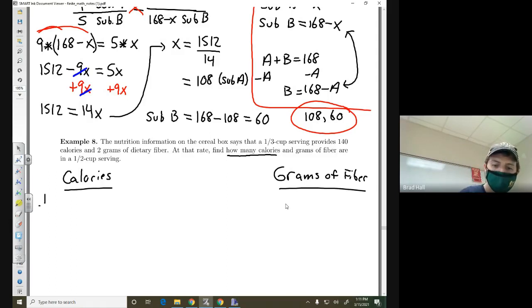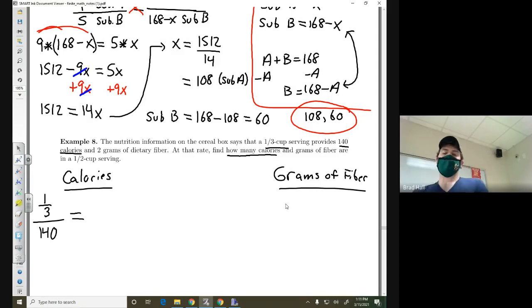Yeah, so we have 1/3 over 140. A third of a cup, 140 calories. All right, that's a ratio. So what would be the other ratio? Half a cup over X. Yeah, so some students in the past have been tempted to do something with that 2. That 2 is for the grams of fiber. We're not touching that yet. We want to figure out what happens with a 1/2 cup serving.